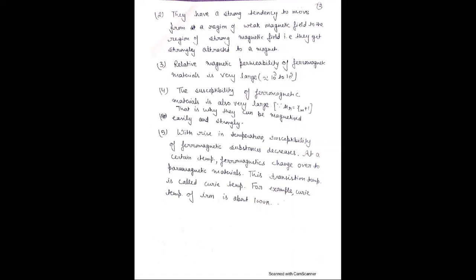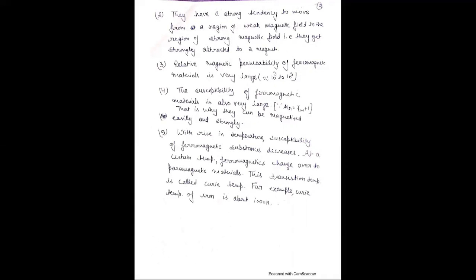The third is that the relative magnetic permeability of ferromagnetic material is very large, approximately 10 to the power 3 to 10 to the power 5, which is much larger than the relative magnetic permeability of a paramagnetic substance. The fourth is that the susceptibility of ferromagnetic is also very large, because mu r is equal to xi m plus 1, so if mu r is very large, susceptibility is also very large. That's why they can be magnetized easily and strongly. If the susceptibility is more, then they are easily and strongly magnetized.